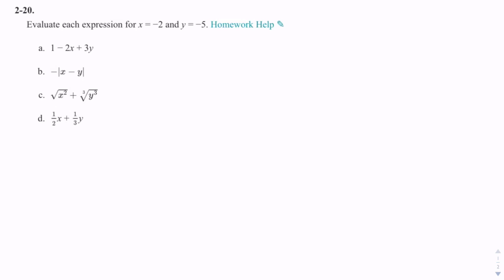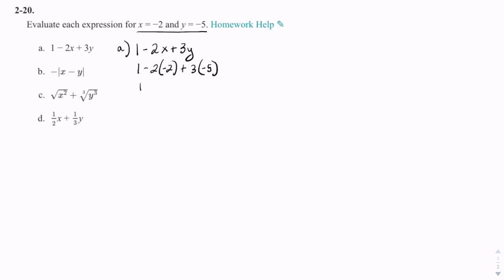For 220, they want us to evaluate expressions. So they want us to use the values for x and y that are provided here. So let's start these. For a, I have 1 minus 2x plus 3y. So the first step, I'm just going to substitute in. I have 2 times x, which is negative 2, plus 3 times y, which is negative 5.